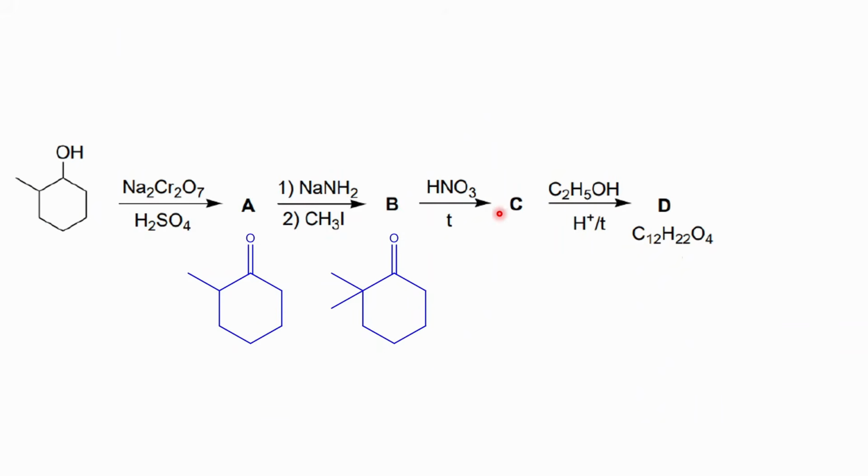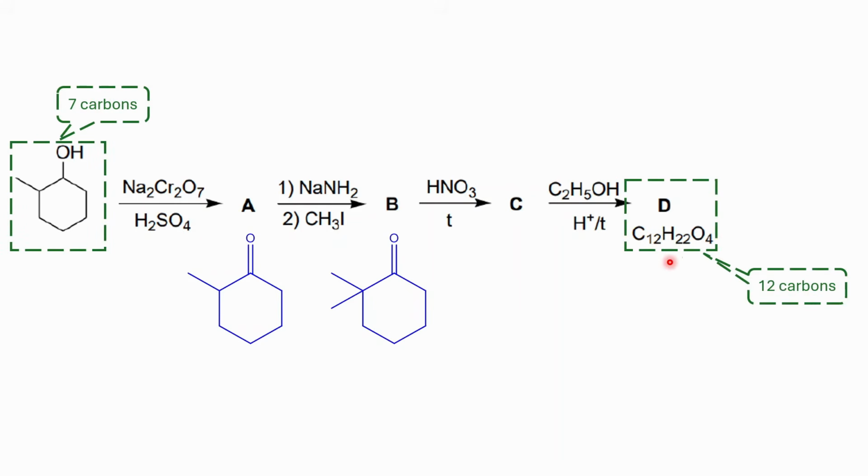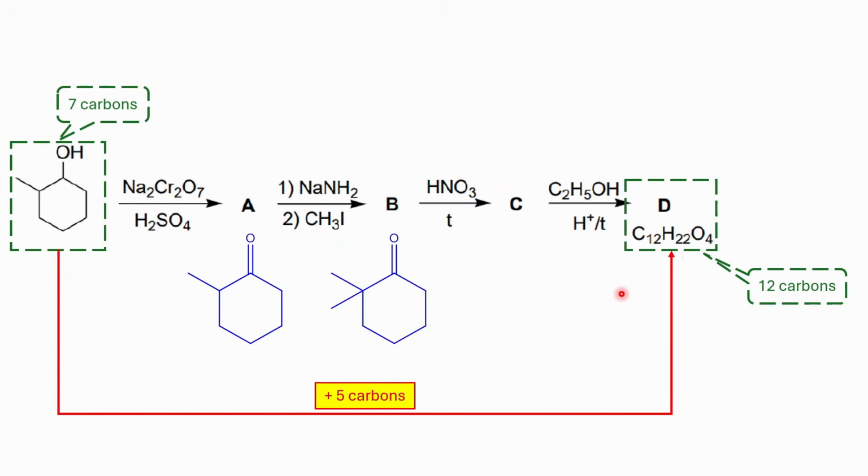Now let's try to find out the structure of C and D. So let's do some counting here. This compound has 7 carbon atoms, and this compound D, as you can see from the molecular formula, has 12 carbon atoms. So what happened here is that you have added 5 carbon atoms. We already added 1 here by installing a methyl group. So from B to D, we need to add 4 carbons, right? Because in total there's a 5 carbon increase.